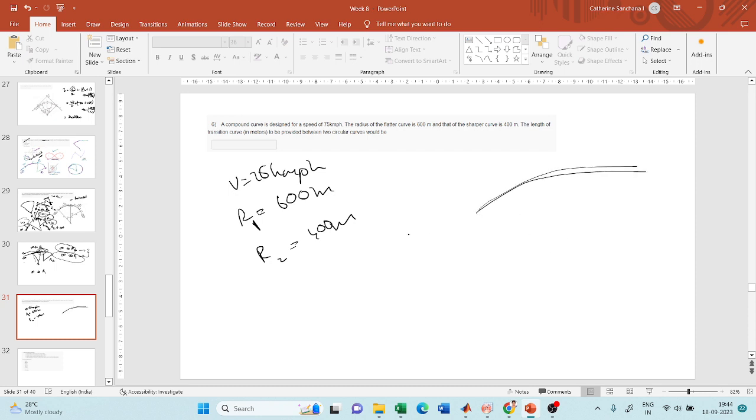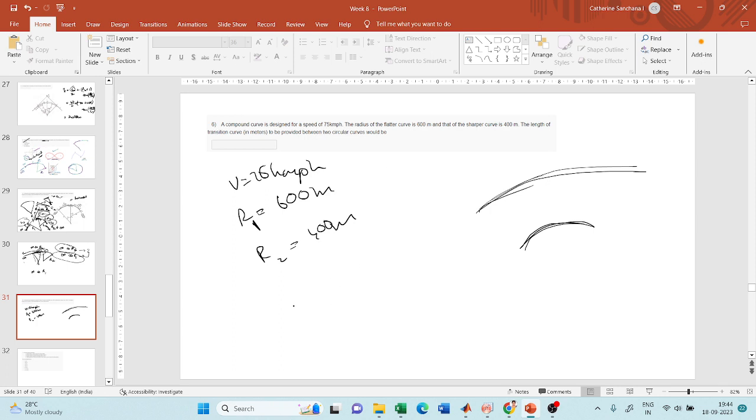I did not mean bigger curve. I just meant the length of the curve can be small also. The radius will be large, which means it is kind of flat when compared to the other curve, which has a sharp curvature. Now, the length of the transition curve between the two is asked.